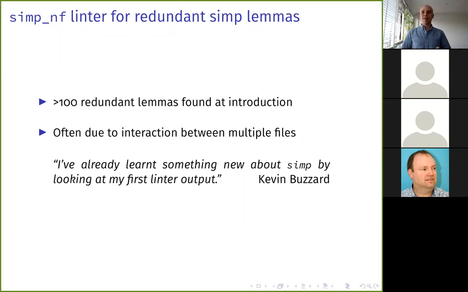And maybe a more general point about these linters is that they make the system more accessible. If you just know about simp, then it's very hard to figure out whether you're actually doing the right thing. You can put the simp attribute on everything, and you don't know if you're doing things right. But if you get some feedback from the system that tells you, oh, you're doing something wrong here, then you suddenly get a bit more confident in using these tools. They become less of a black box, and you actually gain some understanding. And I have really seen users report that the linter outputs have helped them understand the system. So there's this quote by Kevin Buzzard, who's learned something about simp just by looking at the linter output.